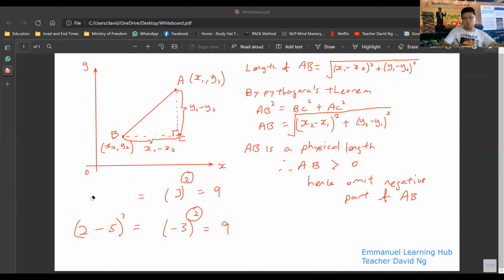You just need to be careful, right? If you use x2 minus x1 down here, you must use y2 minus y1 down here. You cannot use y1 minus y2.